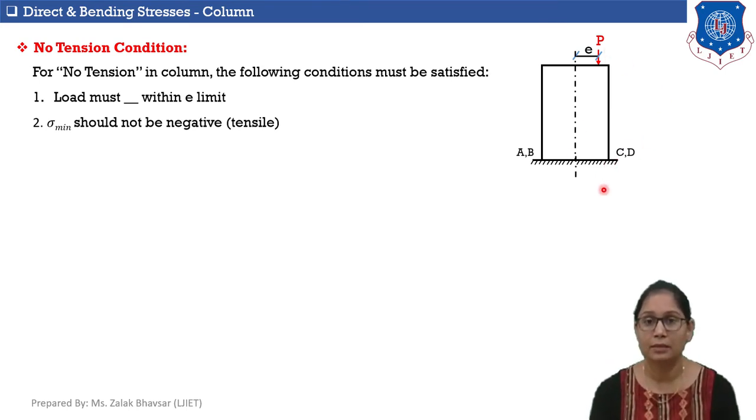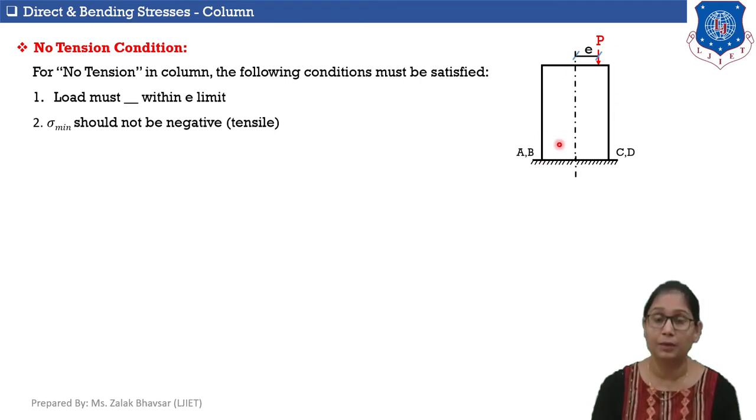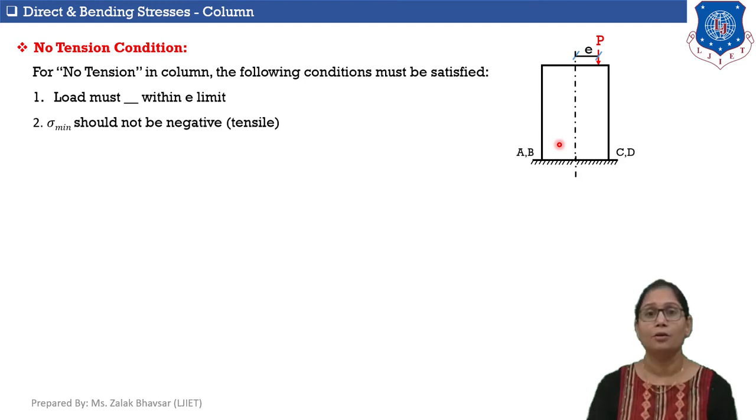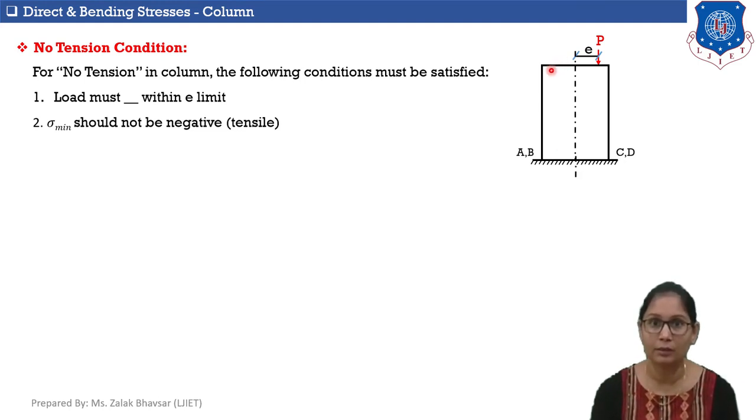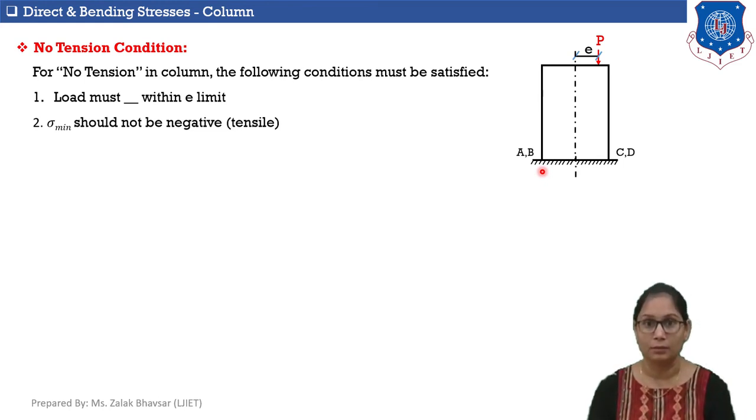So we can say that stresses developed on face CD will always be compressive in nature. Due to this eccentric load, face AB of this column section will be subjected to minimum stress, which is equal to sigma 0 minus sigma b. In case the direct stress developed on face AB is less than the bending stress developed, then face AB will be subjected to tensile stress. And while designing a column section, we should avoid such a condition.